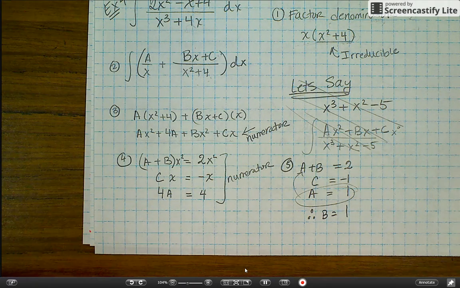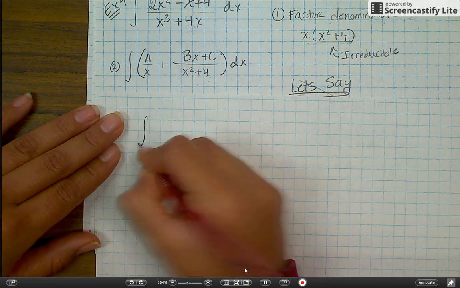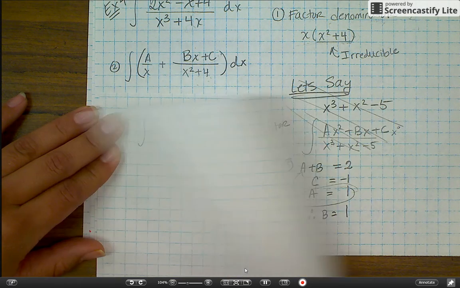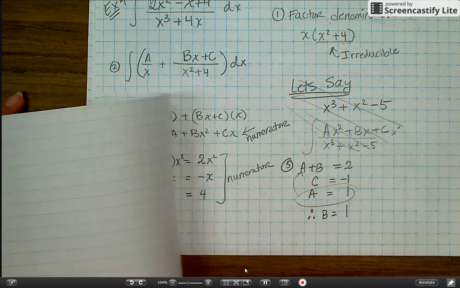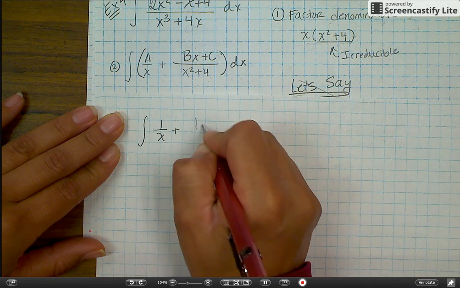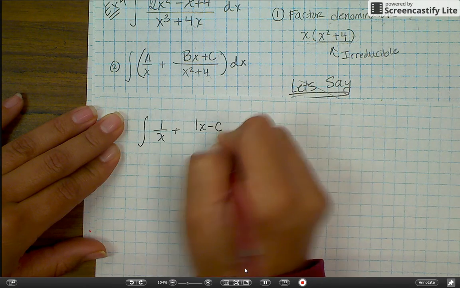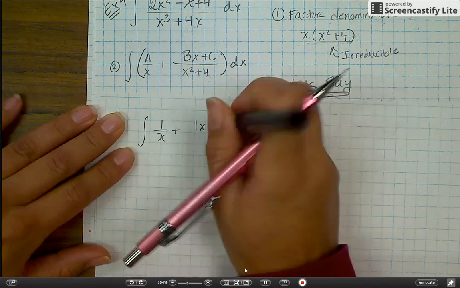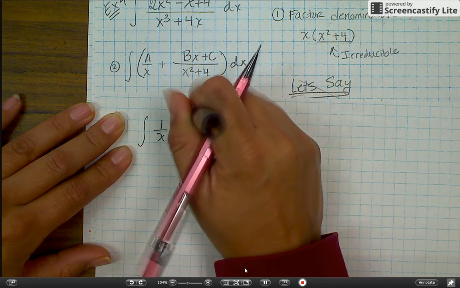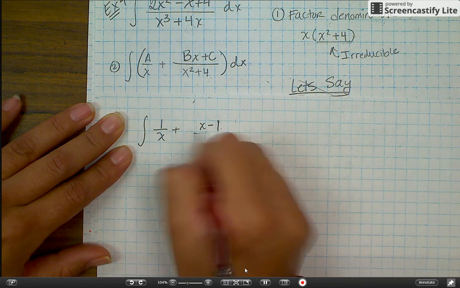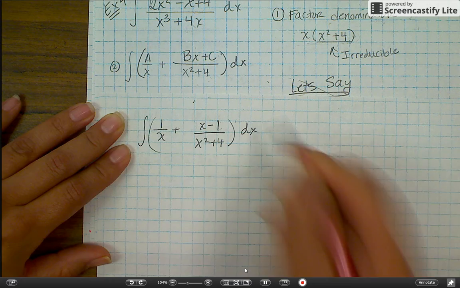And so I'm going to rewrite it over here. So I'm going to have the integral, I forgot, a is 1. So it's 1 over x plus, and then it said b is 1. So it's 1x, and, what is it? C is -1. So minus 1, and I don't need that 1 really. That's just a distraction. All over x squared plus 4 dx.